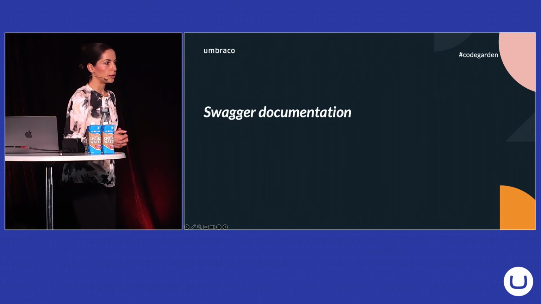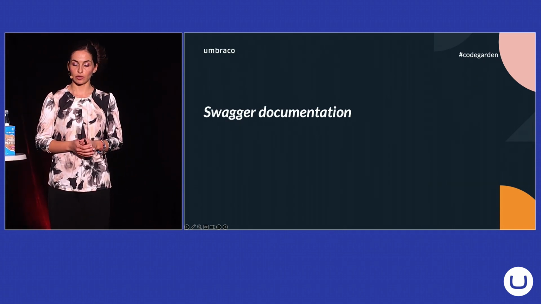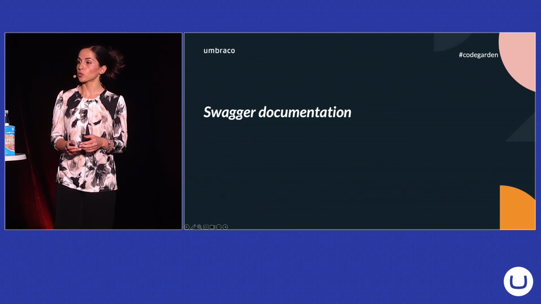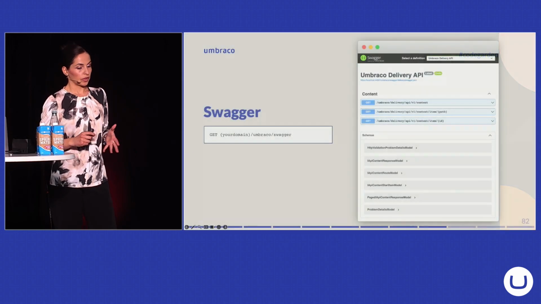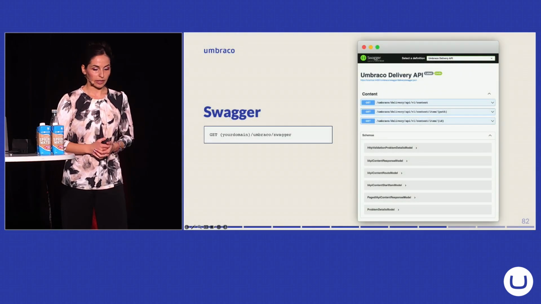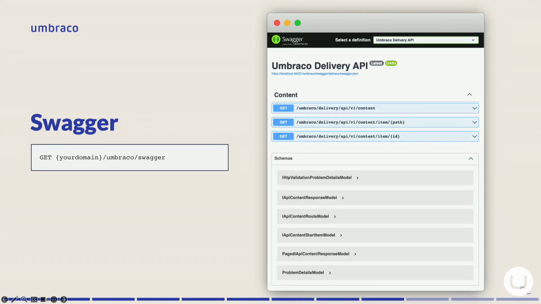We have also implemented Swagger documentation support for our delivery API. Keep in mind that Swagger is only enabled in development mode. So if you go to /Umbraco/Swagger on your development environment, you'll get the currently supported endpoints and the corresponding response models. This will allow you to dynamically generate the front end of your application based on the expected data structures.